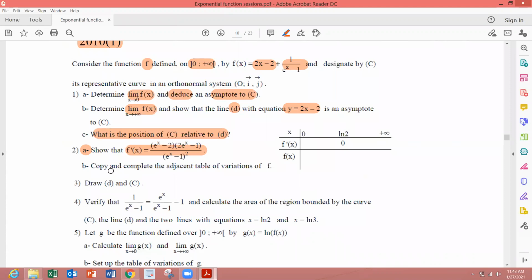Copy and complete the adjacent table of variations. Finish what's missing here, putting negative, positive, or positive, negative, increasing, decreasing, etc. How do we know the sign, for example here?